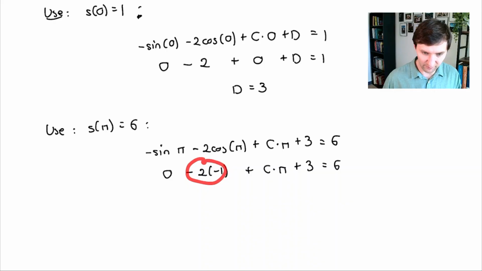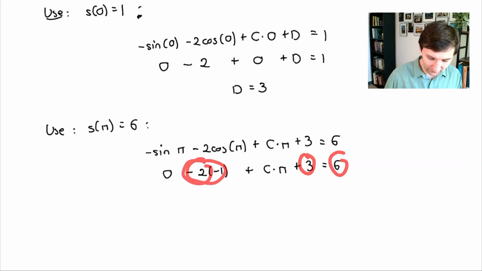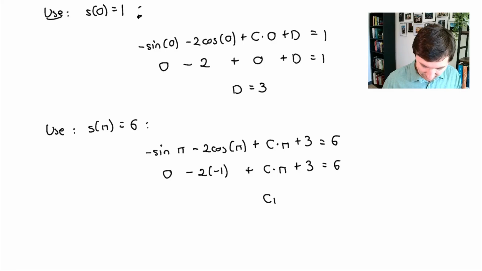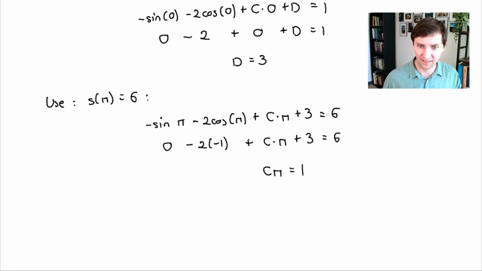Negative negative gives me positive. 2 plus 3, that's 5. Let's subtract 5 on both sides, and I will get 1 on the right side. And I get c times pi equals 1. Divide both sides by pi, and you get that c equals 1 over pi.